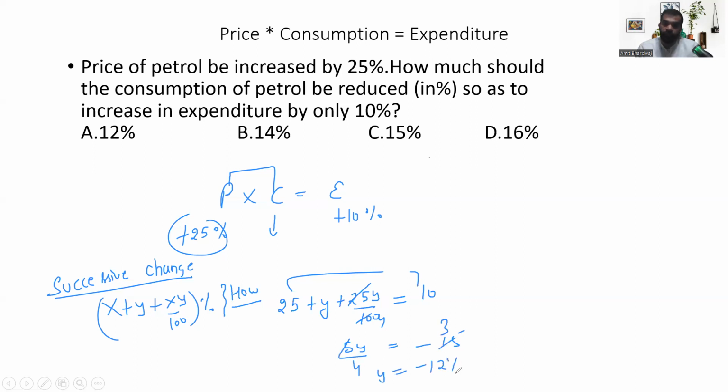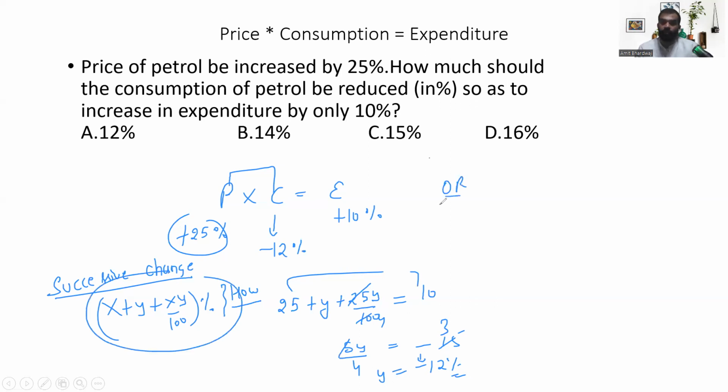Are you getting this one? So what is this minus representing? It represents a decrement in the consumption. So we should understand the sentence: if price increases by 25%, consumption should be decreased by 12%. With the help of this method, we can easily find out.